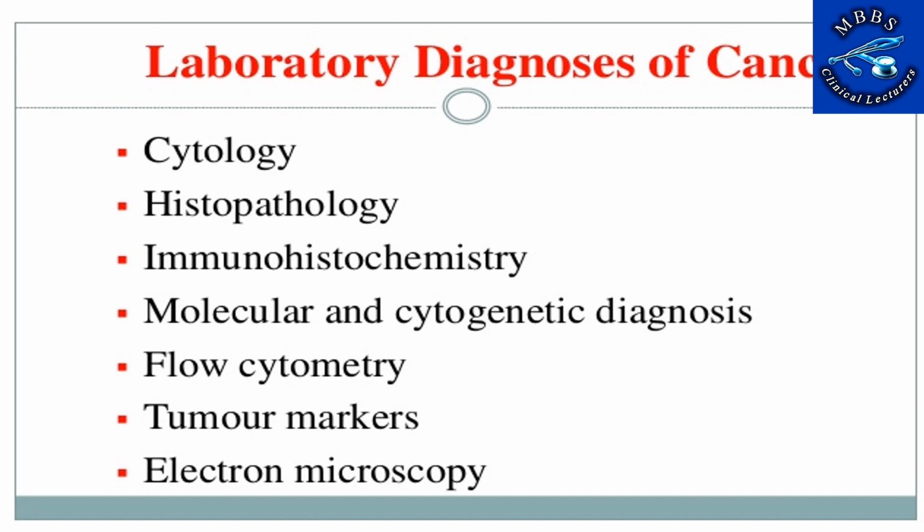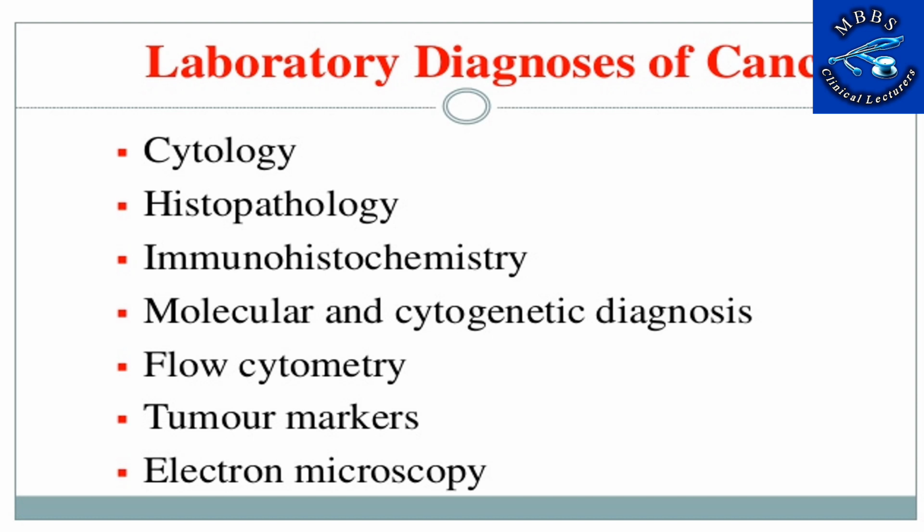The fourth one is molecular and cytogenetic diagnosis. Nowadays molecular diagnosis plays a very important role in some types of tumors, because if we have reached the molecules and genetics of these tumors, then targeted antibodies or targeted therapy against these tumors will be available, and the prognosis will be much better than before.